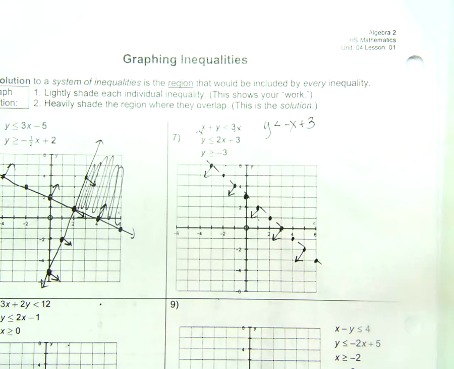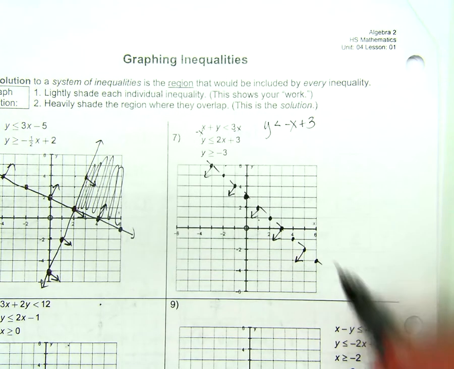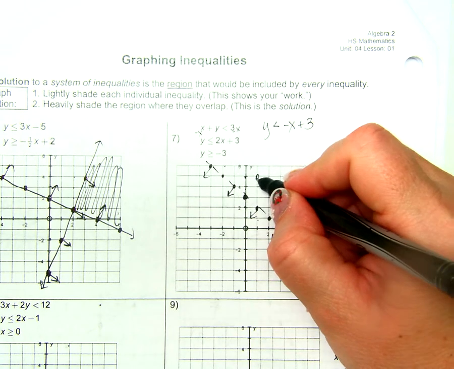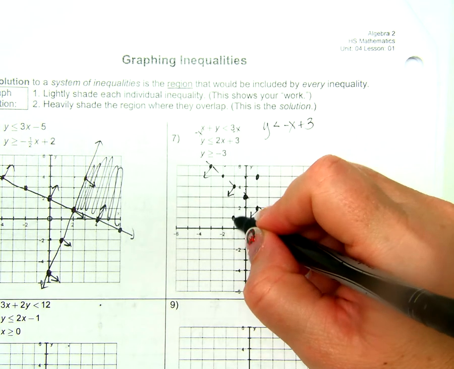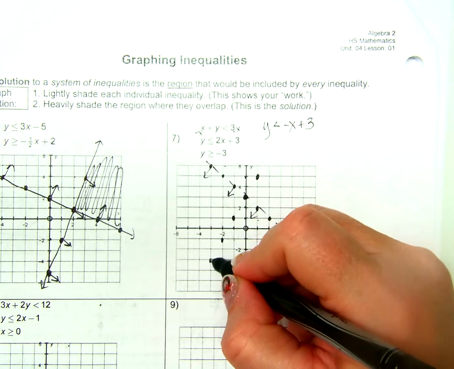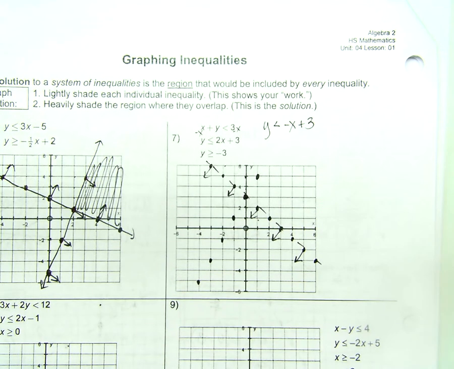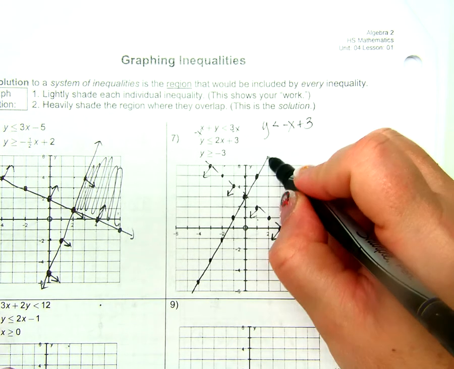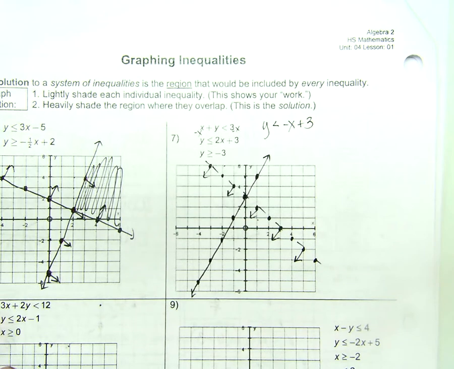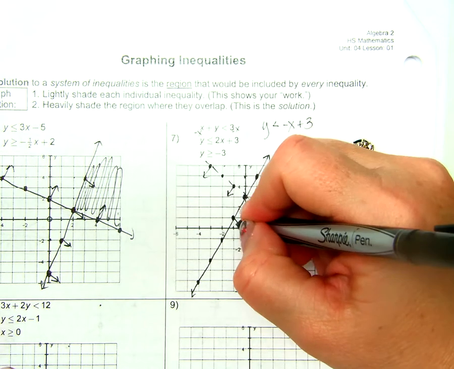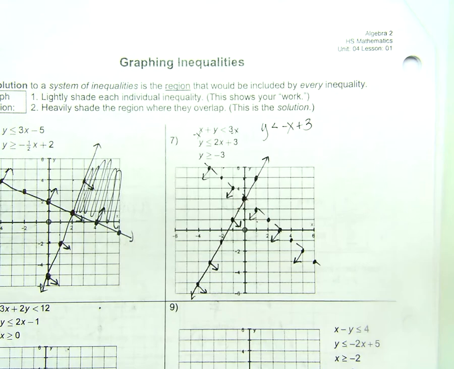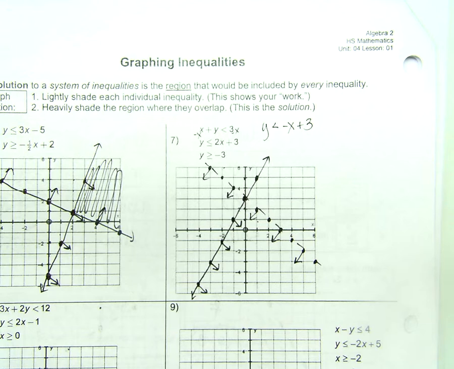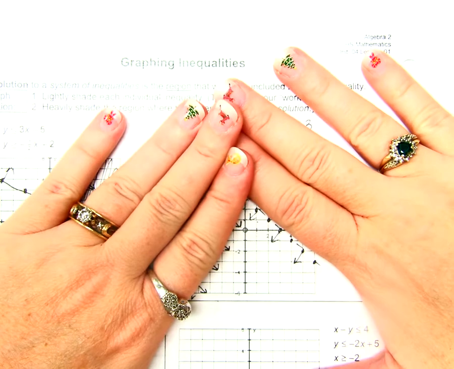So let's graph the second line. How do I graph the second line? Up 3, rise 2, run 1. Or fall 2, run backwards 1. Right? Is this a solid line or a dotted line? Solid. And should I shade above or below? Why? Because it's less than or equal. So now what? Now this can't be a solution and that can't be part of the solution, right?